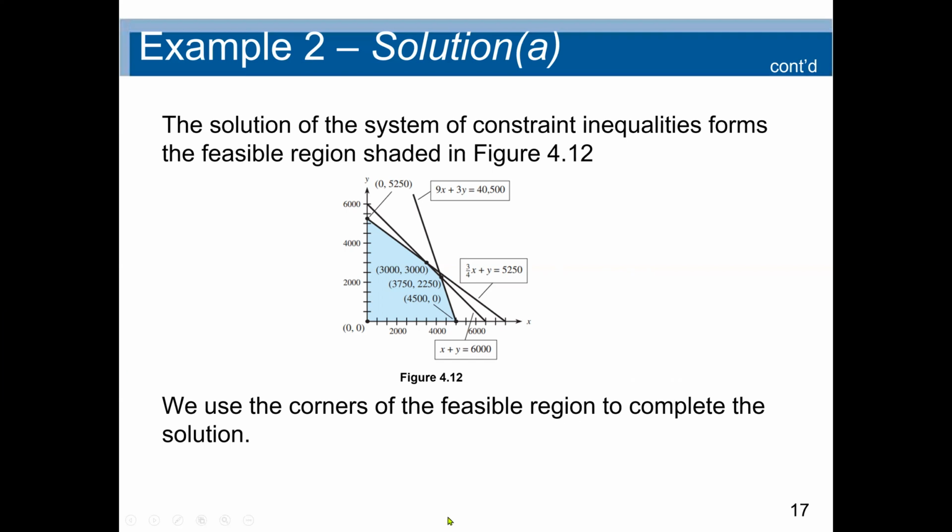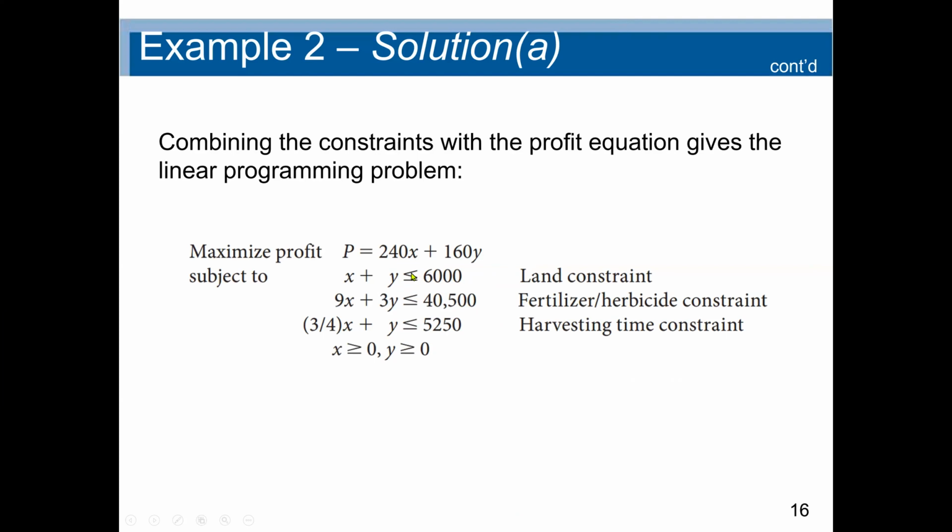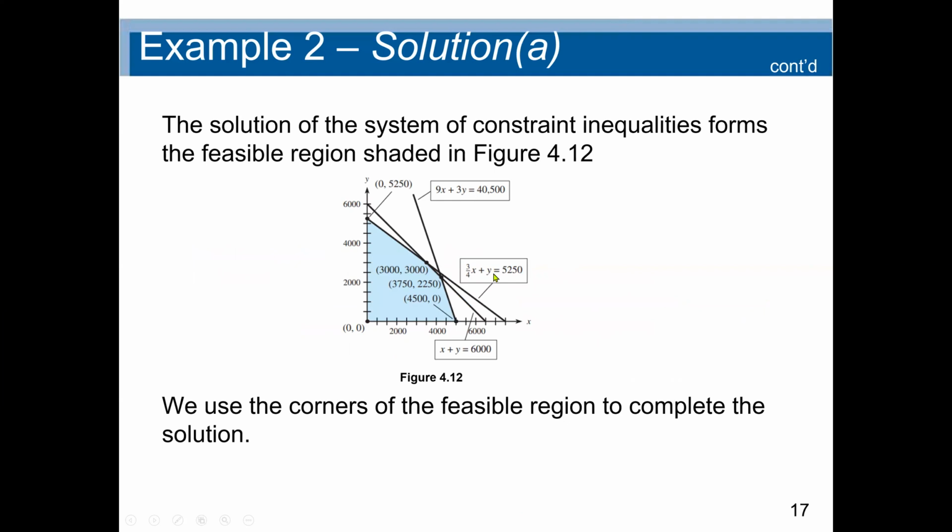First of all, when we are drawing the line, remember, same as the first example, we know this is an inequality, but a straight line will be equal. So S plus Y equal to 6,000, 9S plus 3Y equal to 40,500, then 3/4 S plus Y is equal to 5250. So draw those 3 lines as equalities. Then the solution of the system of constraint inequalities will form the feasible region for us.